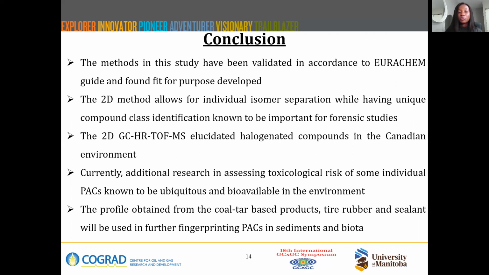Also, the profile obtained from the coal tar-based product, tire rubbers, and sealant will be used for further fingerprinting in sediment and powder samples from the Canadian environment.